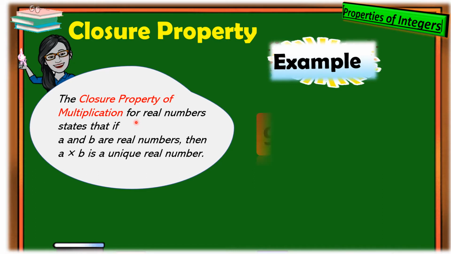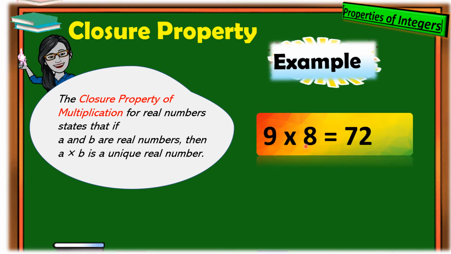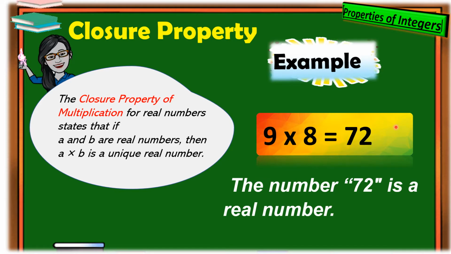Okay, let's have an example. 9 times 8 is equal to 72. Okay, meron siyang exact answer kaagad. So, the number 72 here is a real number. So, that's what it means by closure property. Okay, now let's proceed to the next property.